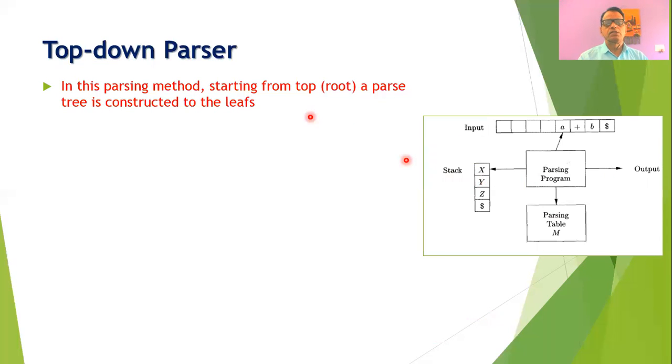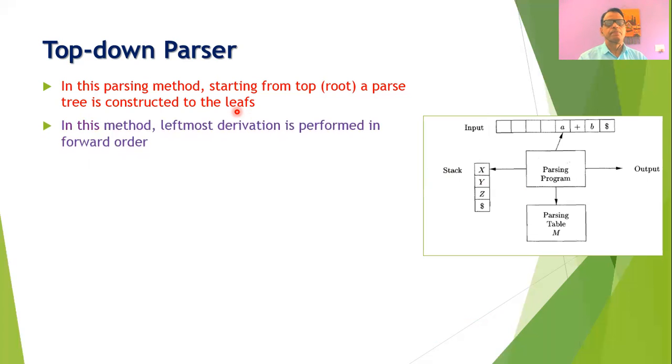So in top-down parsing method, we start from the top. The top is nothing but the root. So we start from the root or the start symbol of the grammar, and then we go down, and the parse tree is constructed until we are able to reach the leaves. That is, until we are able to reach the input sequence of tokens. In this method, as I told you, the leftmost derivation is performed in the forward order.